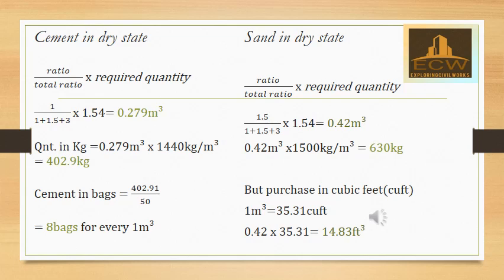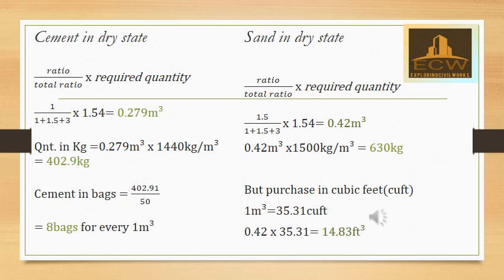Most of our cements are in bags, so we want to know the number of bags. From our market, a bag of cement equals 50 kilograms. Hence, to know the total bags, we divide 402.9 kilograms by 50. When we divide it, we are getting 8 bags. So for every cubic meter of concrete that we want to cast, we have to purchase 8 bags of cement from the market. Okay, so that's it.